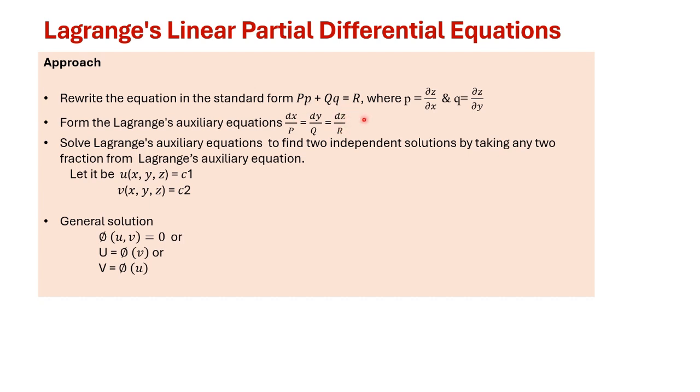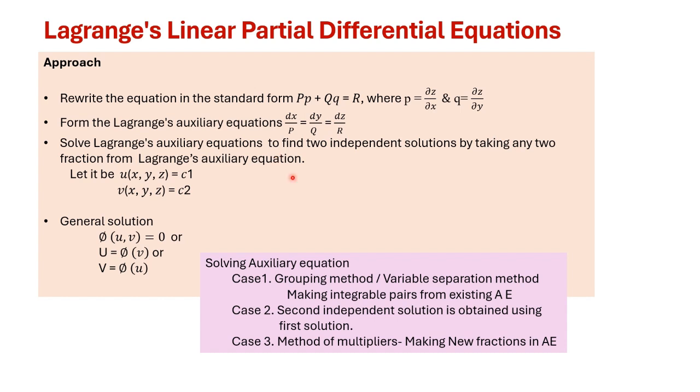And solving this equation can be done in three ways. One, by grouping method. Second, first we find one solution and with the help of that solution we can find the second solution. And third method is method of multipliers. That is, here we make a new fraction in the auxiliary equation with the help of multipliers. We'll understand this in detail as we proceed.